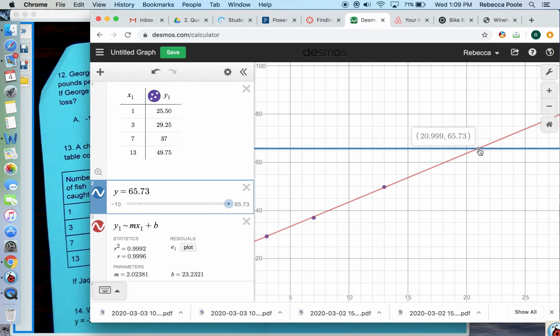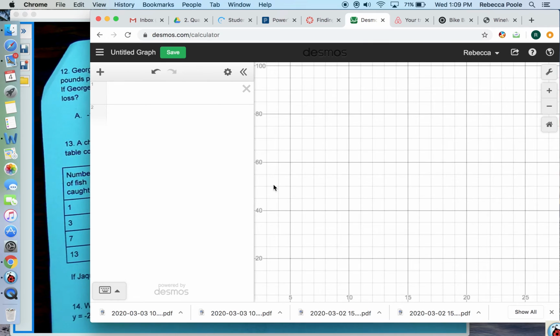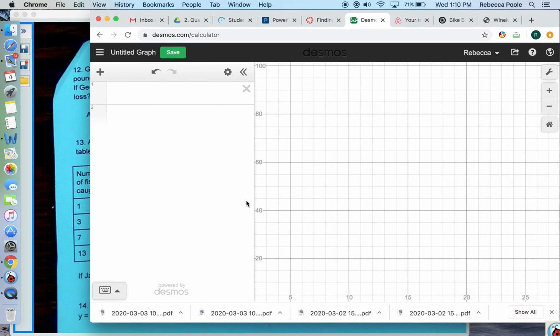Alright, so that's how you do number 13. So hopefully you're starting to realize that when you know how to graph these lines and when you know how to put data into Desmos and find the intersections, it's a lot easier than graphing by hand, especially when you have decimals and large numbers, okay?